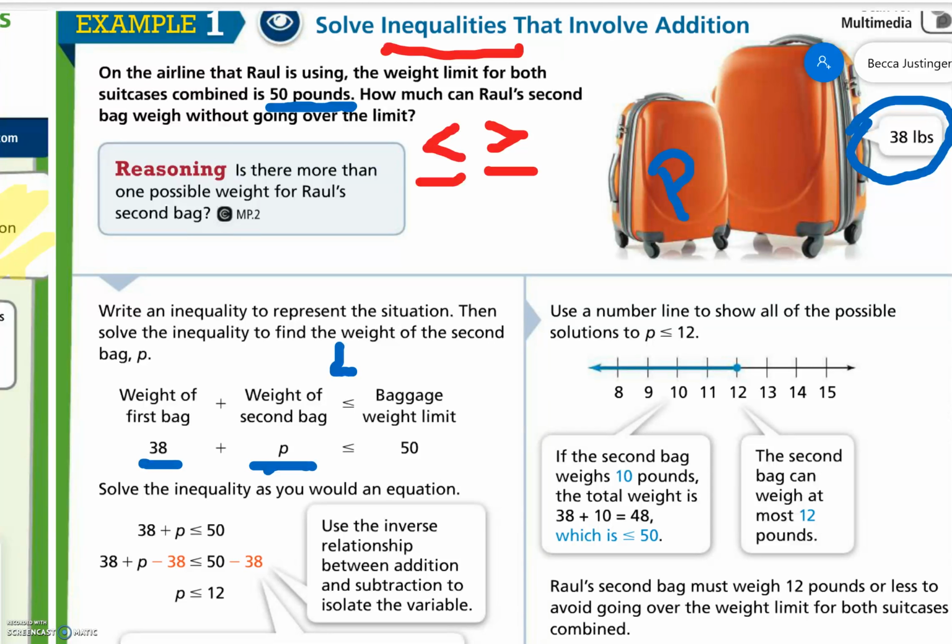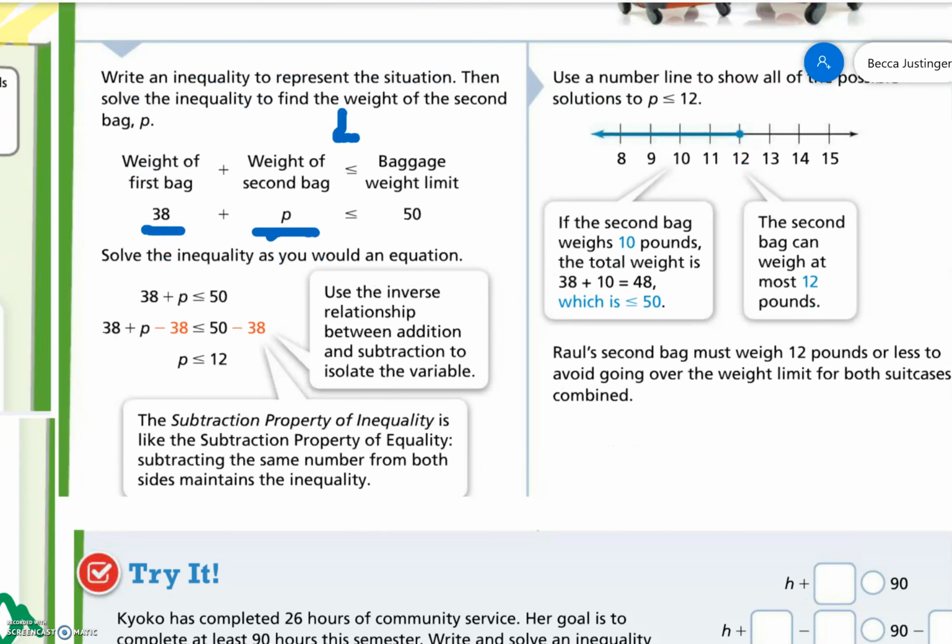Now, solving an inequality is just like solving an equation. We're trying to get the variable by itself. So if we look, we are trying to isolate P. How do we get P by itself? Well, we've got to get rid of the 38. 38 is positive, so we're going to subtract it from both sides. 38 minus 38 cancels, and we bring the P down. Whatever you do to one side, you have to do to the other. 50 minus 38 is 12. So that means that the weight of the second suitcase could be as much as 12 pounds. If it was 13 pounds, it would go over. But if it was 11 pounds, we'd still be in the right space.